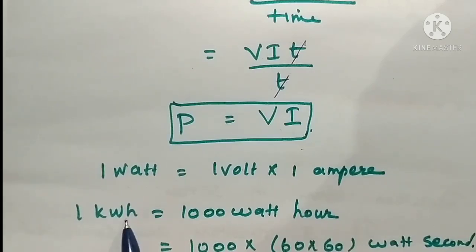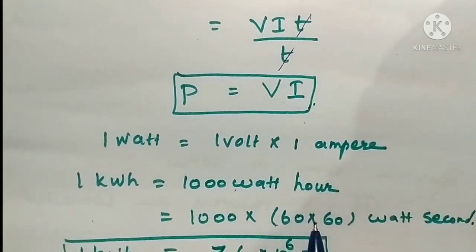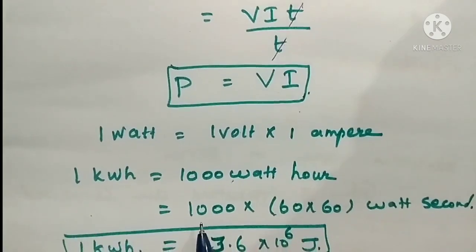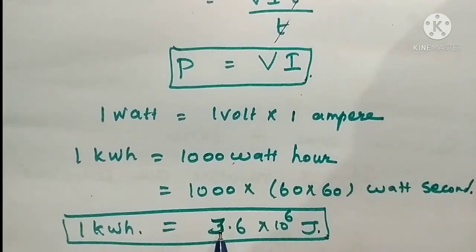So what do you mean by 1 kilowatt hour? 1 kilo means 1000 watt, so 1000 watt into hour. If we convert the hour into seconds, 1 hour is 60 minutes, 60 seconds, so 1000 into 60 into 60. Calculating, we get 3.6 into 10 to the power 6 joule. 1 kilowatt hour is equal to 3.6 into 10 to the power 6 joule.